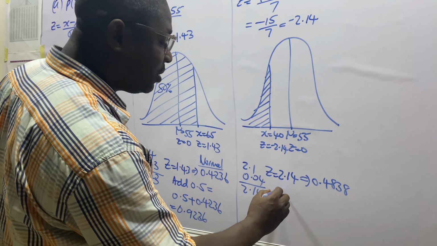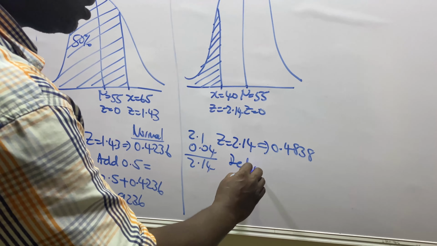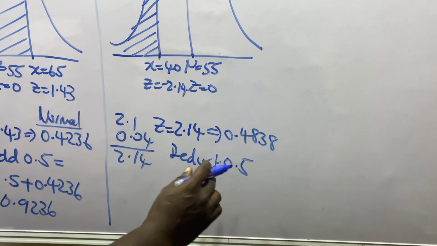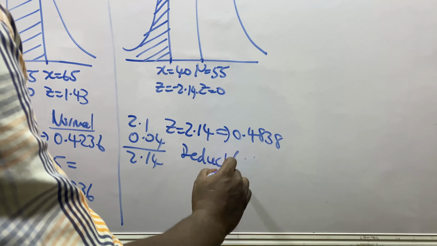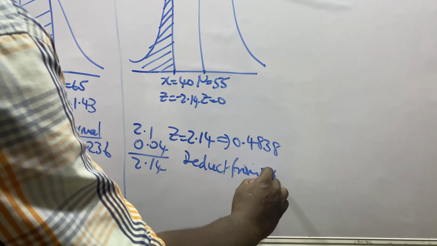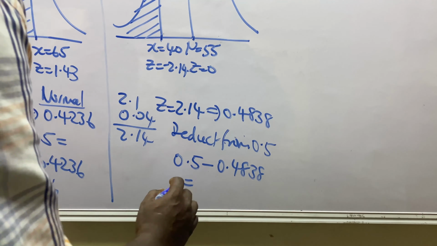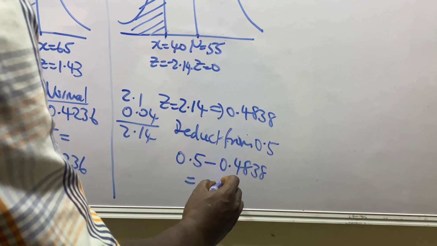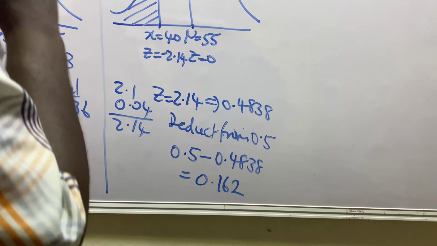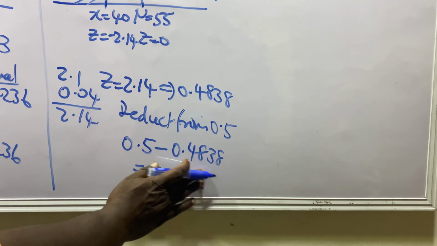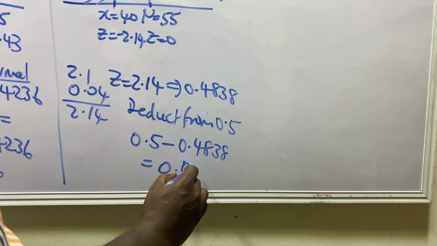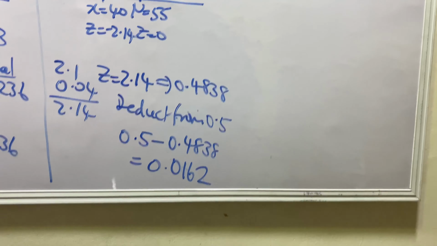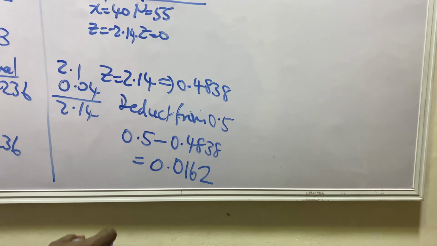So what we have is to deduct from 0.5. So we're going to have 0.5 minus 0.4838, and that will give us what? 0.0162. So this is the answer we have.